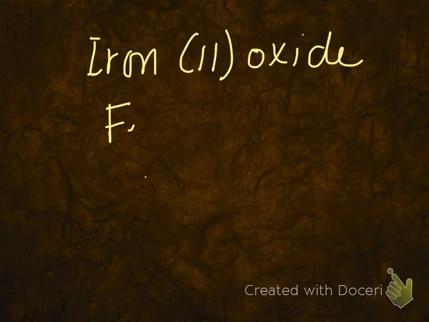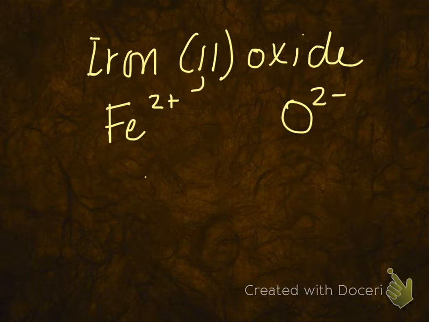Just like when we're naming simple binary monatomic ionic compounds, we write down our ions. Well, oxide's easy. It's O2-. Iron 2, well, it's Fe. What's the charge on it? Right, 2+. And the thing that tells us that is the Roman numeral in the parentheses after the word iron. So now we have our ions. How do we go about writing the formula?